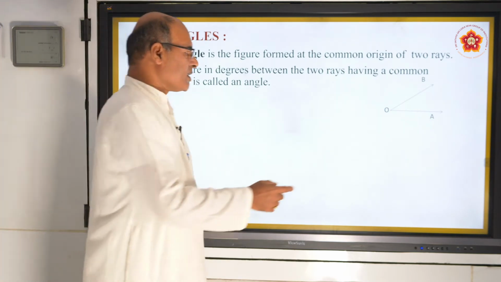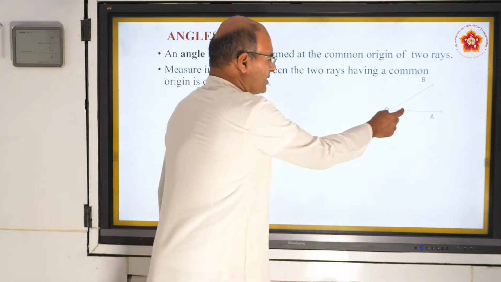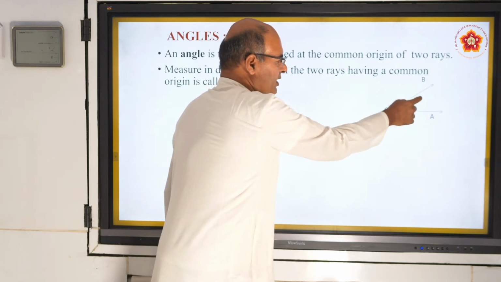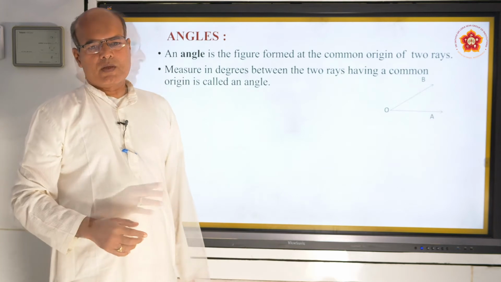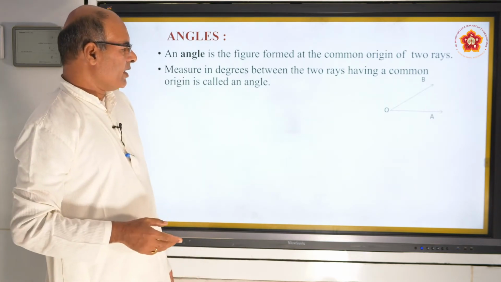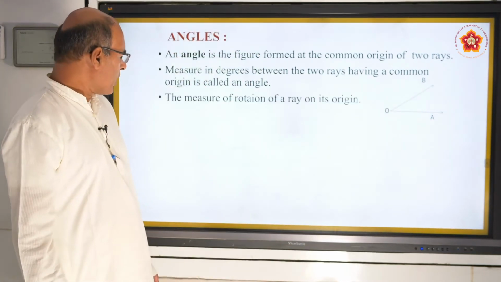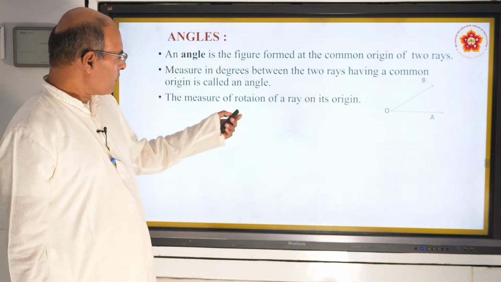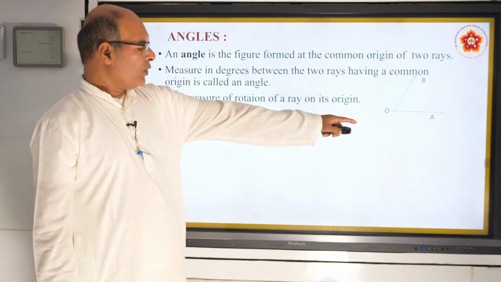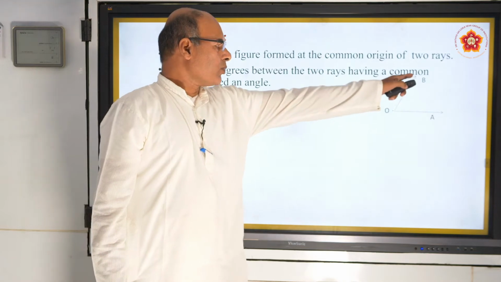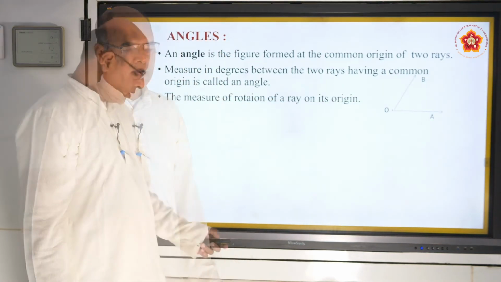So if we measure the distance between rays in terms of degrees, then the distance here in degrees, the distance here in degrees, the distance here in degrees, all will be the same. But if we measure in centimeters, then this distance differs. So one more definition which suits the angle is the measure of rotation of a ray on its origin. Ray OA is rotated to the position B with point O in the same place. You can see once again.